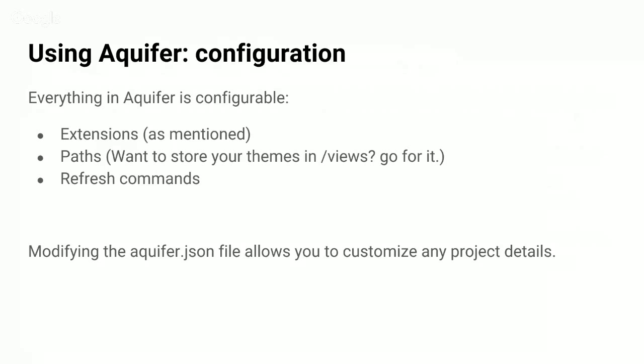Everything is configurable, though. If you want to change the way an extension behaves, or where you store different assets in your code base, you can. If you want to store your themes in /views or your modules in /ASDF, all you need to do is change it in the Aquifer JSON, and it will work. No big deal. Refresh commands is another example of something you can change. The Aquifer JSON file allows you to customize basically any behavior you want to change, and make it specific to your project.